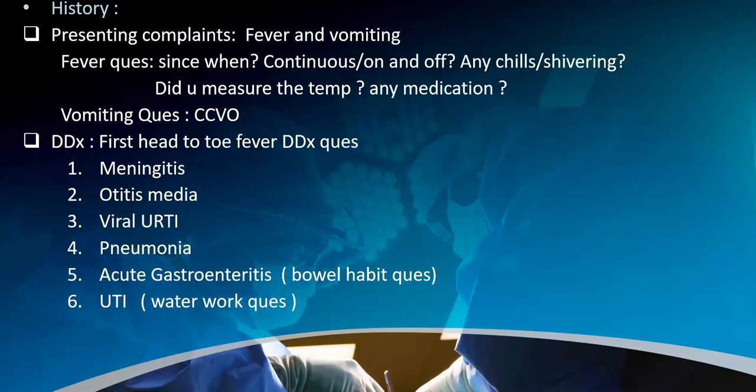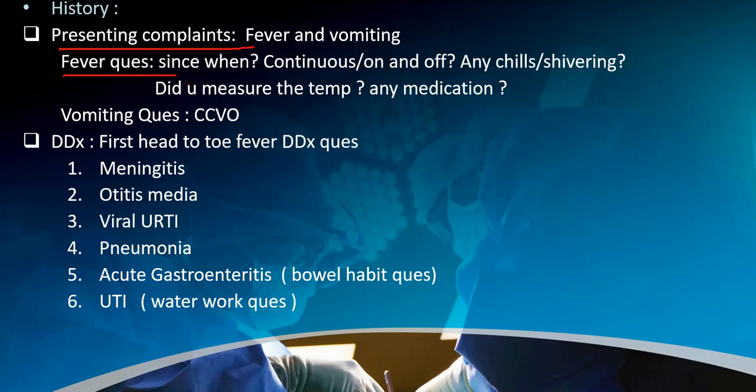So now the history. Already you know how to take a history for vomiting. Now in here also you've got fever as a presenting complaint. So again, you greet yourself, then you reassure the mother that your baby is going to be fine, please don't worry. Then obviously make sure that the child is vitally stable and having no sign of dehydration. Then after that, you will start with the presenting complaint, which is the fever and vomiting.